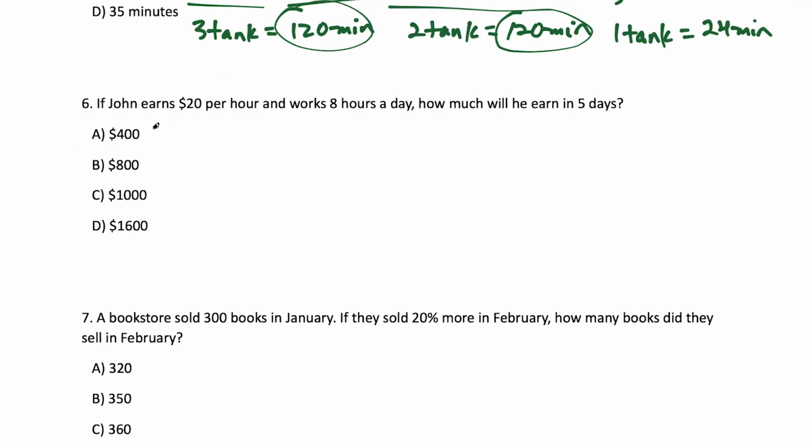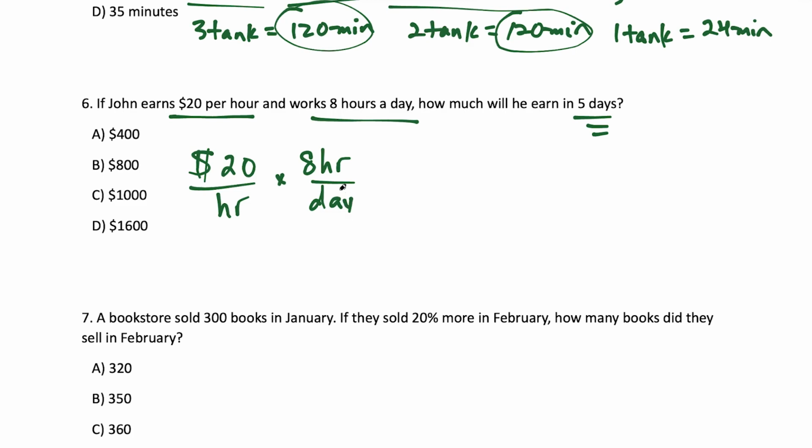Question 6, we have John earns $20 per hour and works 8 hours a day, and we want to know how much he will earn in 5 days. So for this question, just write out this rate over here. We have John earns $20 per hour, and he works 8 hours per day. So once we simplify here, notice hours over hours cancel, and we have 20 times 8 is 160. So this tells us that John earns $160 per day.